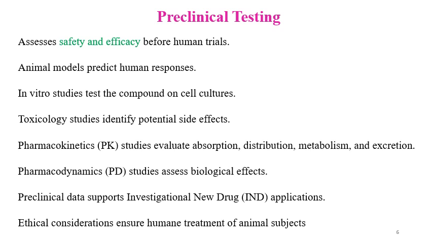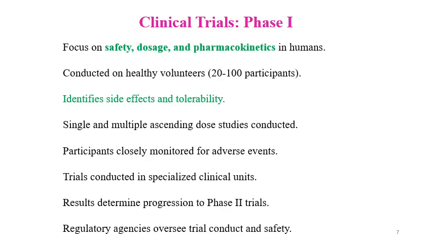Then it comes to the preclinical data generation to support the investigational new drug application, that is the IND application. Ethical considerations are required to ensure humane treatment for the animal subjects. See, this is the preclinical phase, and based on this, the IND applications are done. Then clinical trial phase 1 will start. It is also called first in human trials. I have made separate videos on all these points, so you can go through the playlist and watch those videos.